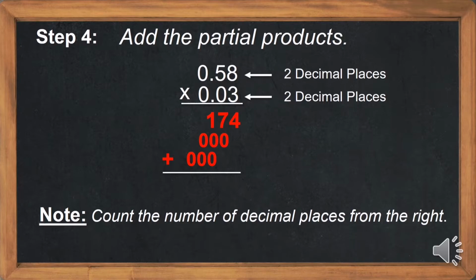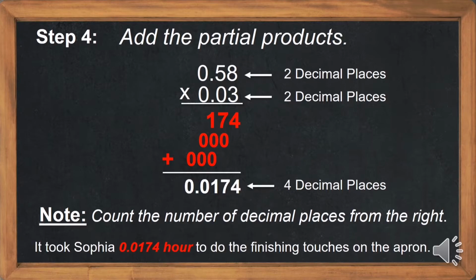Note that we need to count the number of decimal places from the right para makuha natin ang tamang sagot. So, kung 4 na decimal places, we have 4, 7, 1, 0, and then the decimal point, and then the ones value. So, it took Sophia 0.0174 hour to do the finishing touches on the apron.